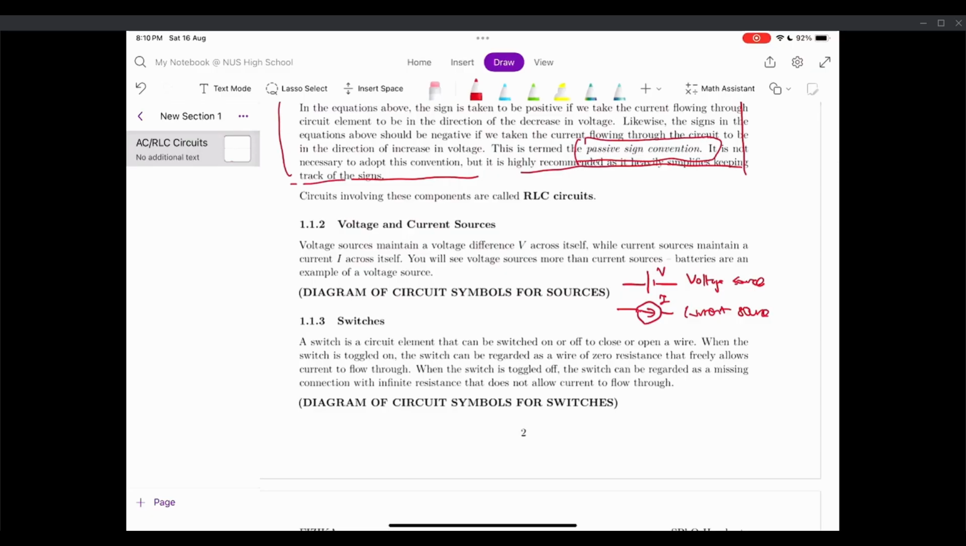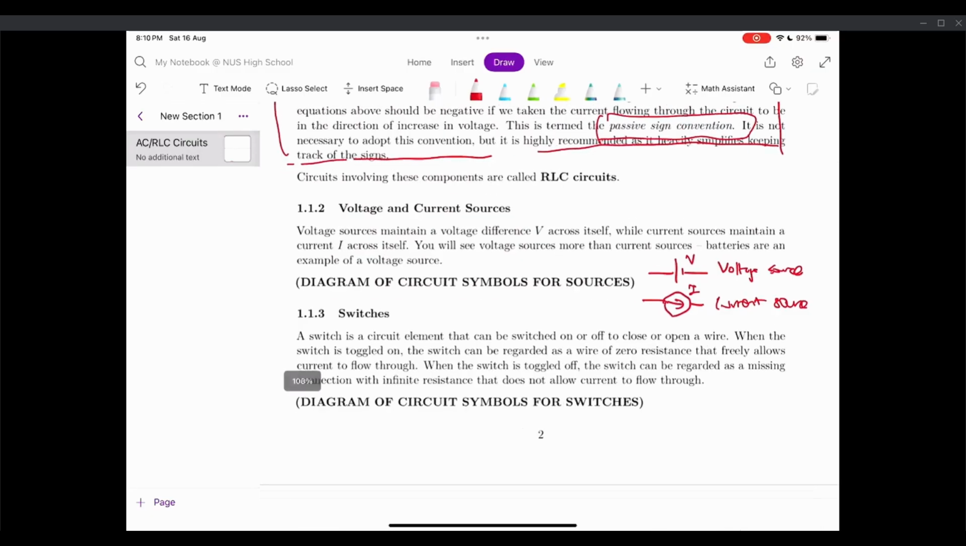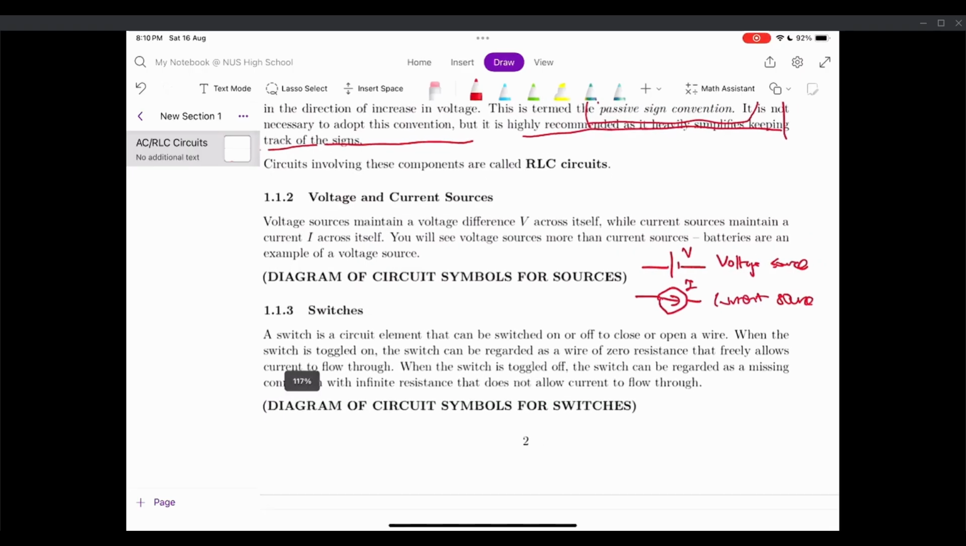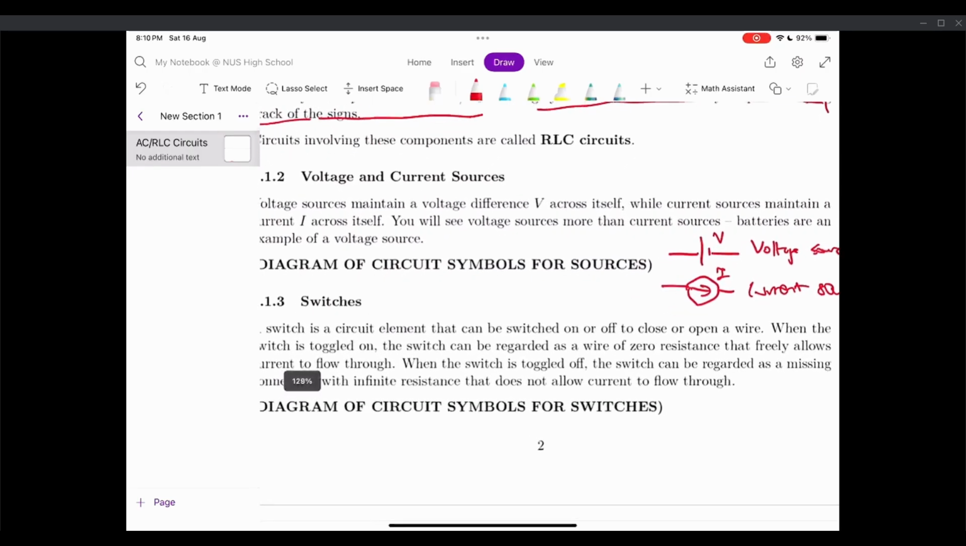I think you've seen this before. You've seen it in RLC. You've seen it in DC circuits. You should see them here now. So probably not current sources a lot, but sometimes they can appear also.